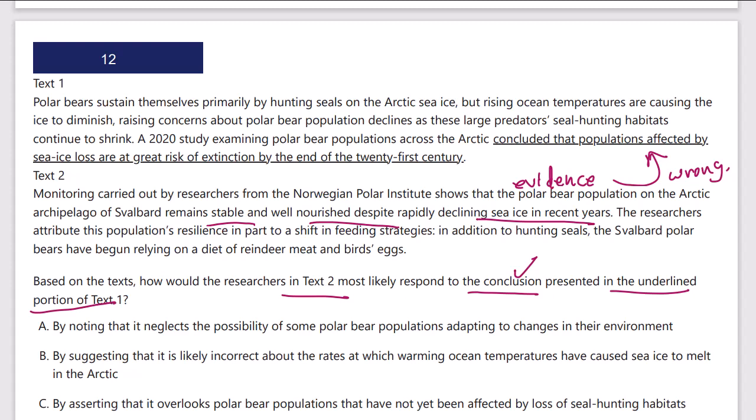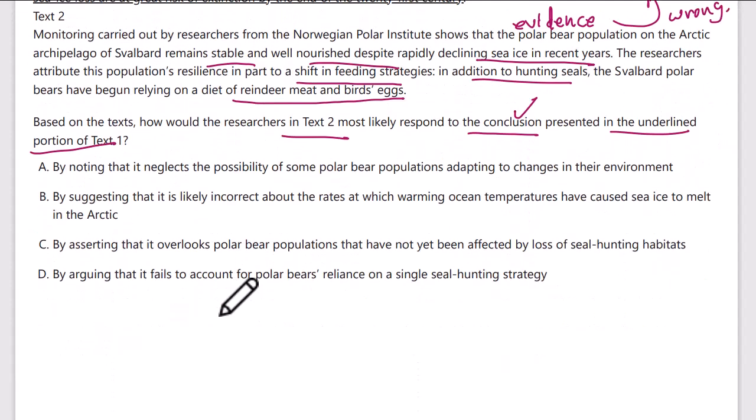The researchers attribute this population's resilience in part to a shift in feeding strategies. In addition to hunting seals, the polar bears have begun relying on a diet of reindeer meat and birds' eggs. So the polar bears aren't just dependent on seals. That's the idea here. There's some reasonable explanation of the evidence for the fact that they're not declining or going extinct. So what would text two say about text one? They don't understand all the details. They don't account for the ability of a polar bear to change its diet.